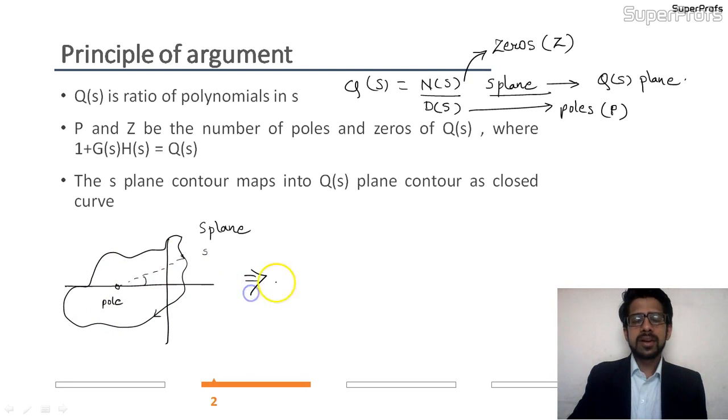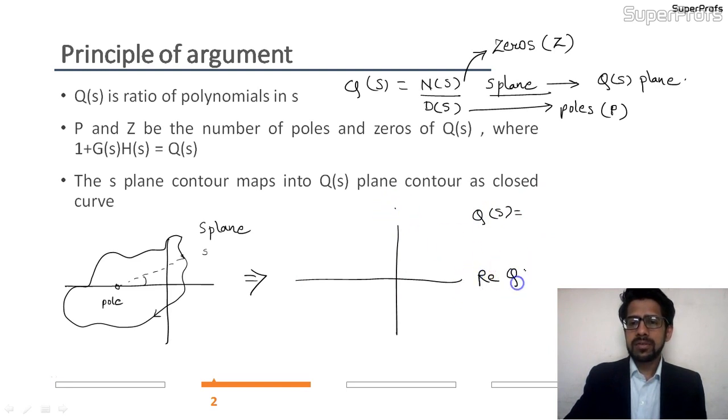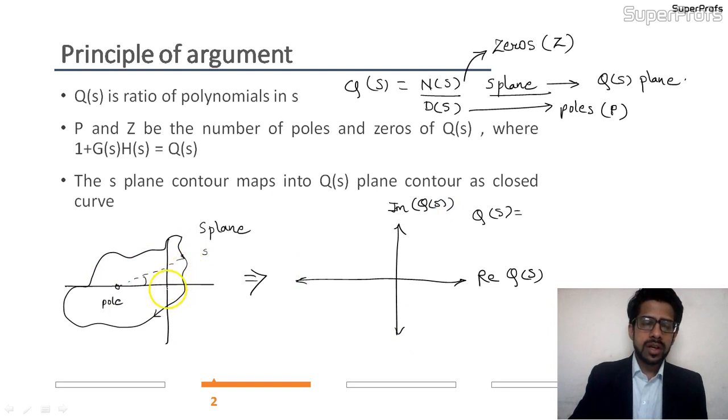This mapping will be done in the Q(S) plane, which has the real part of Q(S) and the imaginary part of Q(S) as axes. The mapping of such a contour will be seen as a clockwise encirclement of the origin O in the Q(S) plane, where the point is enclosed by a contour clockwise.